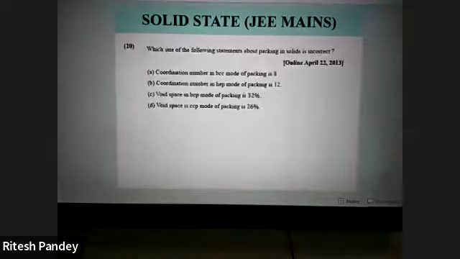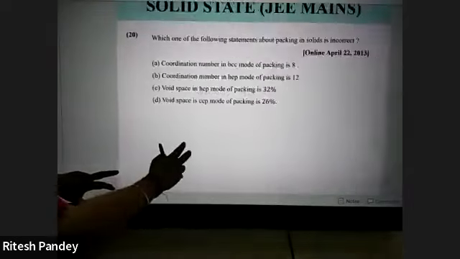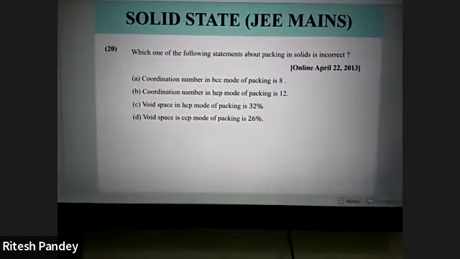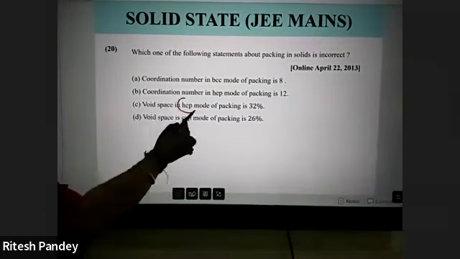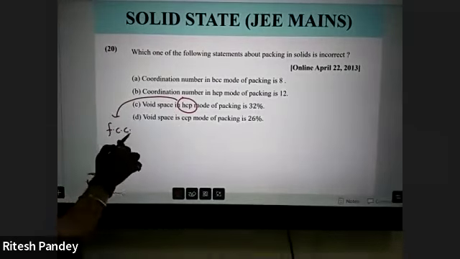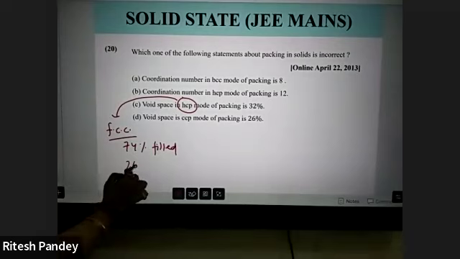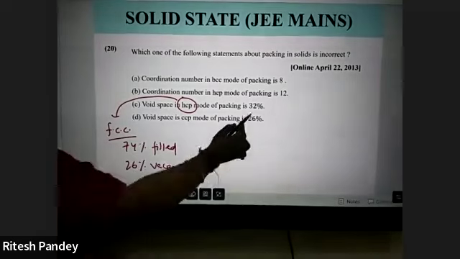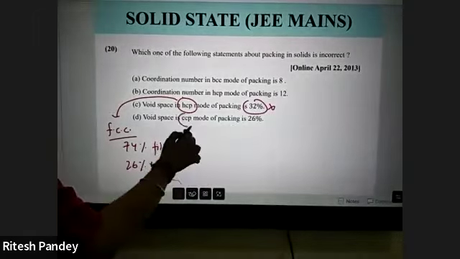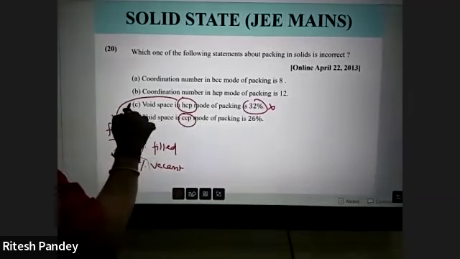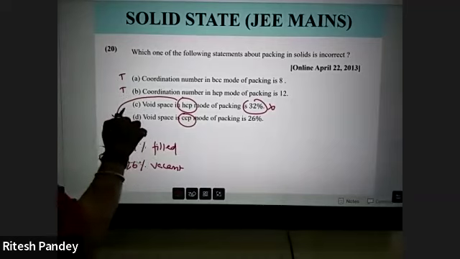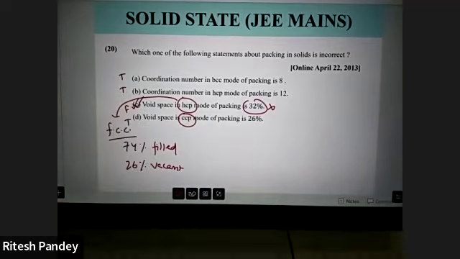We move on. Question 20. Which is incorrect? Option C. HCP or CCP is nothing but close packing. So naturally, you have 74% filled and 26% vacant. So it's not 32%, it's 26% for CCP as well as HCP. This is true, this is true, this is true, this is false, and I want the false one, which is C.